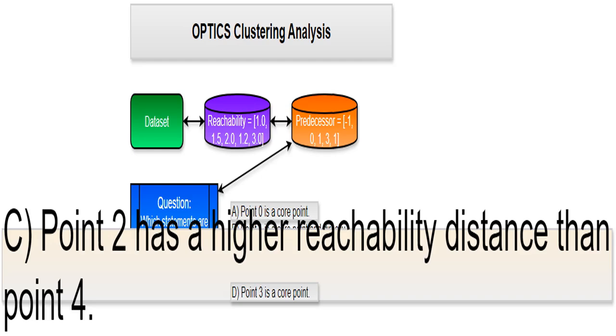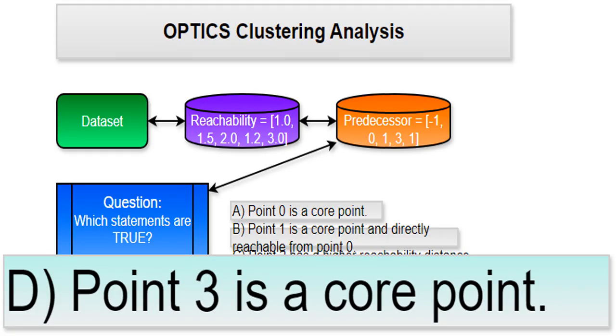This statement compares the reachability distances of point 2, 2.0, and point 4, 3.0. Point 4 has a higher reachability distance, so this statement is false. I'm analyzing if point 3 is a core point. It has a finite reachability distance, 1.2, and predecessor 3. Whether it's a core point or not truly depends on the epsilon parameter used in OPTICS, which I don't have the information for here. So, I can't say for sure.